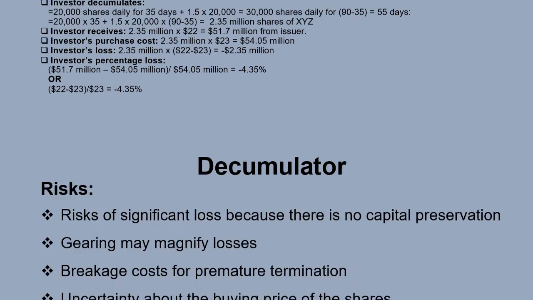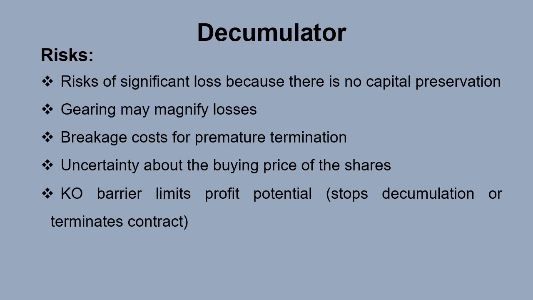Let's look at the risks of decumulators. First and foremost, there is a risk of significant loss because there is no capital preservation feature. The gearing may magnify losses. There could be breakage costs for premature termination. There could be an uncertainty about the buying price of the shares in case the investor doesn't already have those shares. The KO barrier will limit the potential profit of the investor by either stopping the decumulation or terminating the contract.